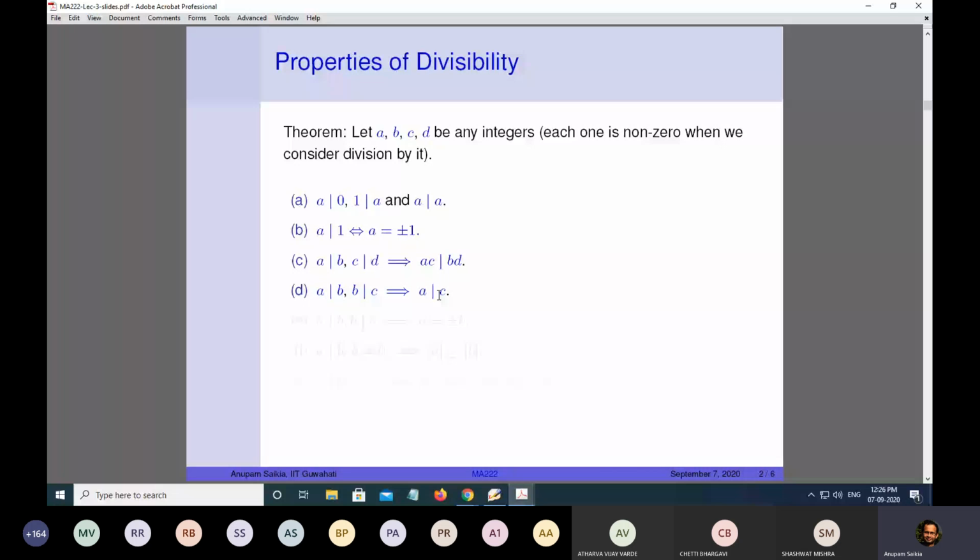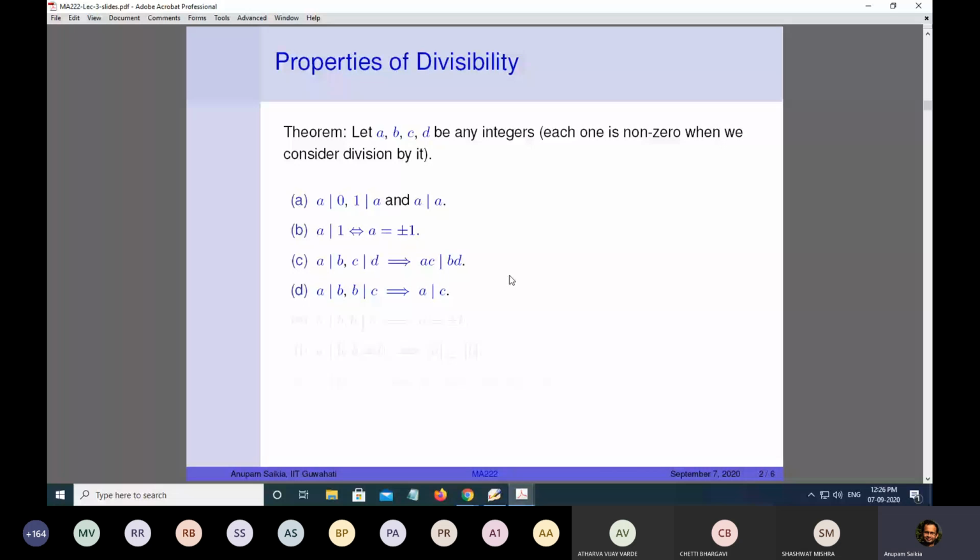And so if you think of divisibility as a relation, it is reflexive: A is related to itself, A divides itself. It is transitive, because if A divides B and B divides C, then A divides C. But it is not symmetric, which is required for an equivalence relation. So divisibility is not an equivalence relation because it is not symmetric. A divides B, but B may not divide A.